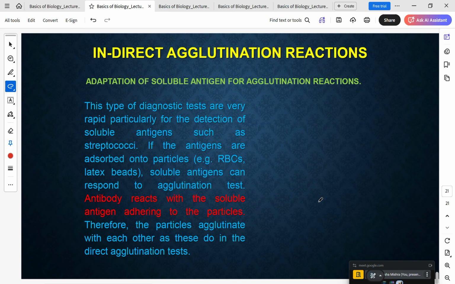Indirect agglutination reactions are useful for soluble antigens because these antigens cannot go for direct agglutination reactions. They won't clump up. So what is done in this case is they are adsorbed onto other particles which can agglutinate, such as RBCs or latex beads. Then the antibody against that particular antigen is added to the mixture. The antibody reacts and adheres, then the particles agglutinate, and the further processing is the same as the direct agglutination test.